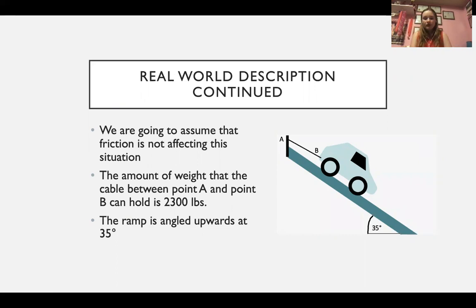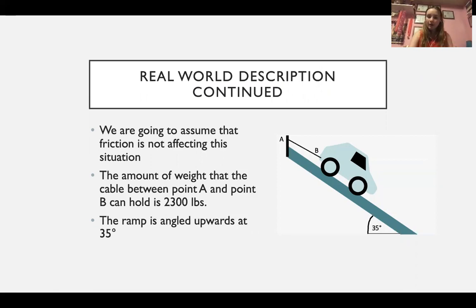The amount of weight that the cable between point A and point B can hold is 2,300 pounds. So that's the tension the cable can hold, which is going to be really important for our problem. And then the ramp is angled upwards at 35 degrees. The ramp, or the hill, is what the car is on right now.